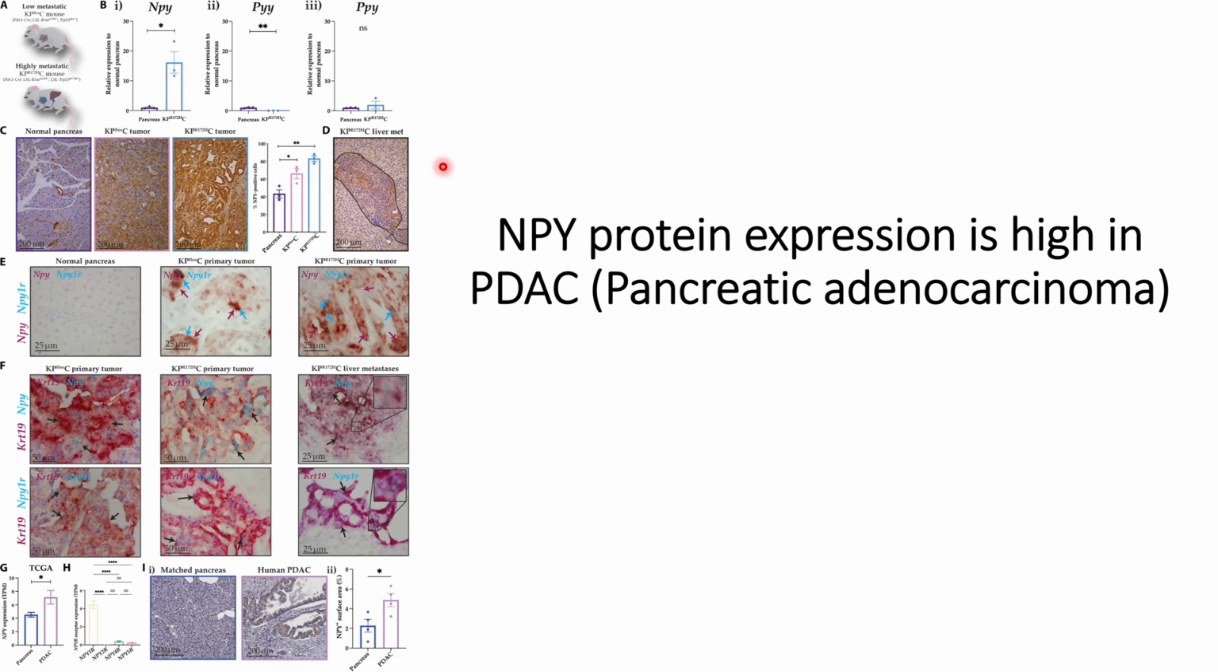In order to do that, they took two mouse models. One is a low metastatic mouse model, another is a high metastatic mouse model. The difference between the low metastatic and high metastatic mouse model is that the low metastatic mouse model has the loss of p53 function, and the high metastatic mouse model has the gain of p53 function. So the p53 gene is upregulated in the high metastatic model and downregulated in the low metastatic model.